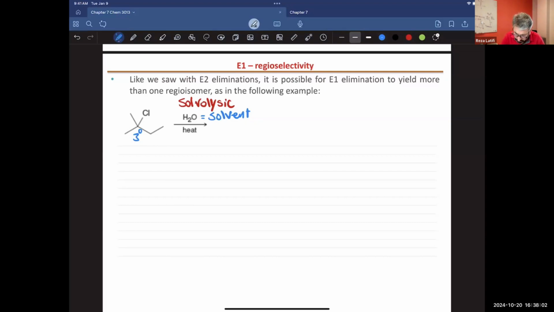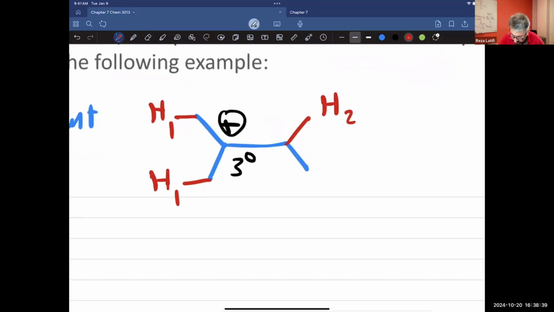Okay. Now, what will happen if we lose the halide? We get this intermediate. We get the carbocation, that is a tertiary carbocation, and if this tertiary carbocation goes through elimination, we can have two products. Here we have hydrogens that are identical. Those two hydrogens are identical. And also we have a beta hydrogen on this carbon. So those two, I'm going to call them 1, and this one, I'm going to call 2. So we have two betas. Let's call this one beta 2 for now. And this one is beta 1.